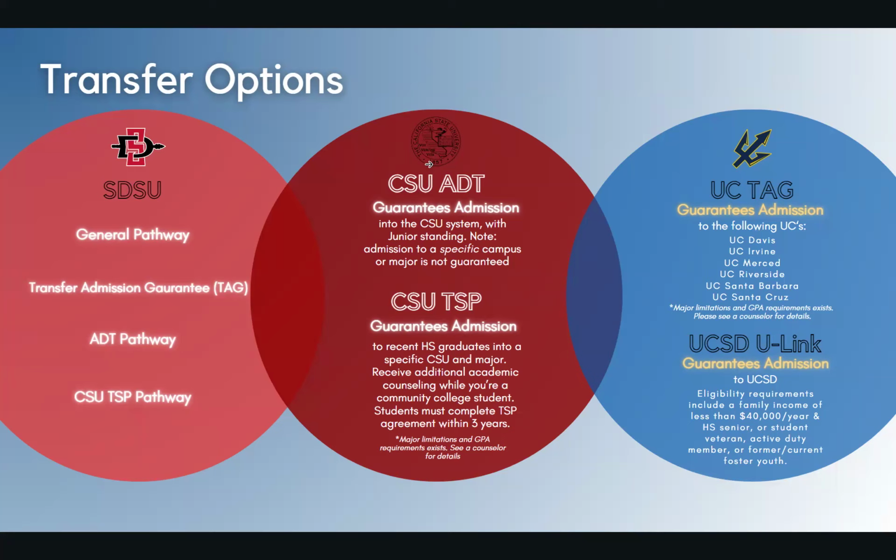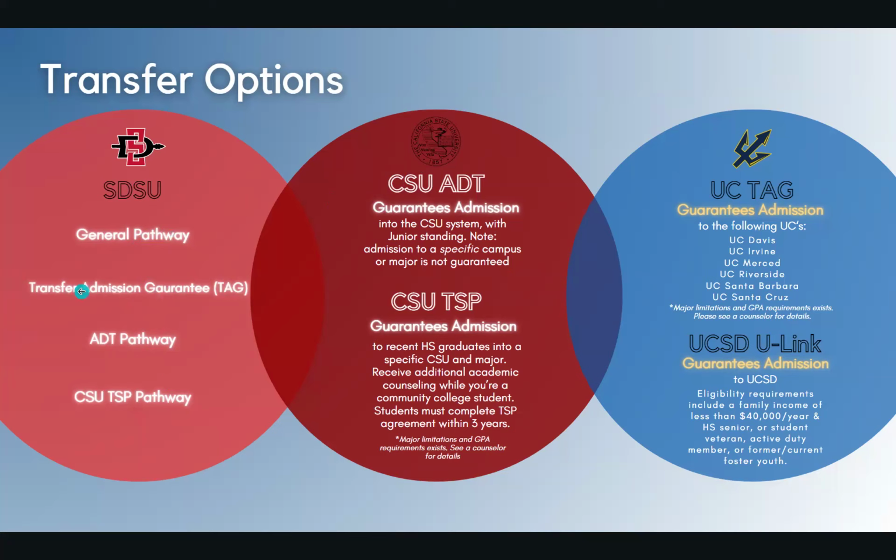Some transfer options for SDSU include the general pathway, transfer admission guarantee, otherwise known as TAG, the ADT pathway, and the CSU TSP pathway. We will go over the ADT and CSU TSP pathway in more detail in this next section here. So for now, we'll just review the TAG and the general pathway.